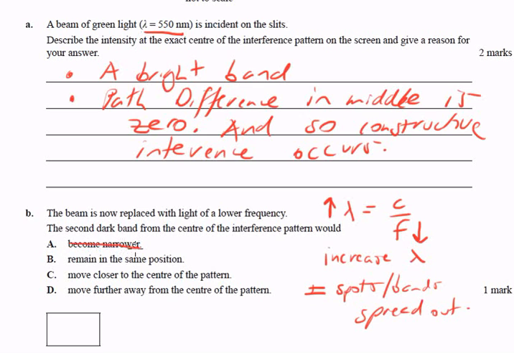Right, so which one talks about the second dark band spreading out from the middle? Does it become narrower? No. Does it remain in the same position? No. Does it move closer to the centre of the pattern? So that's the opposite of spreading out, that's becoming closer? No. It moves further away. There we go. So that's the band spreading out, as my second dark band is moving away.